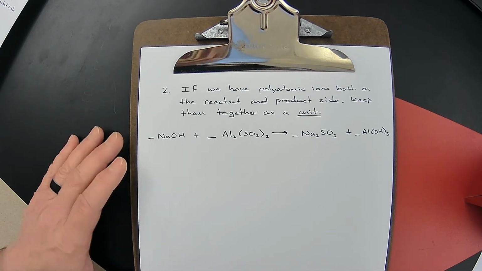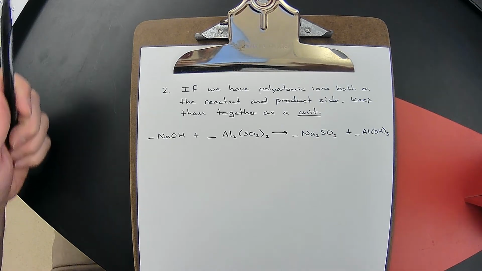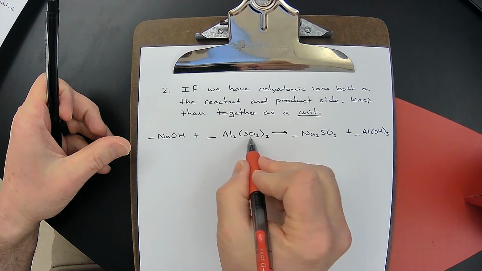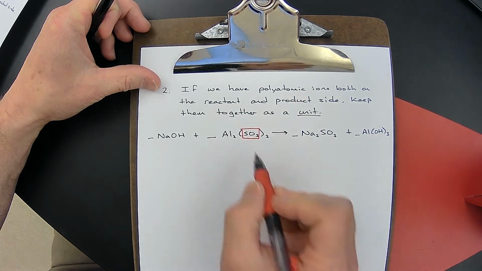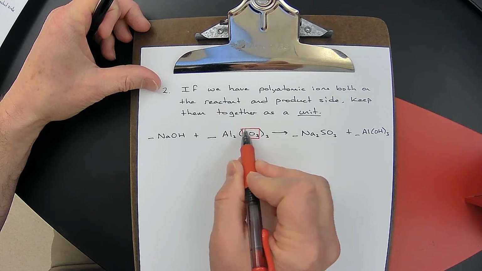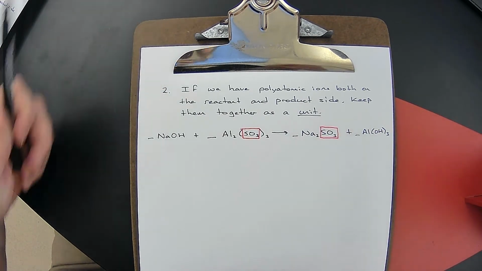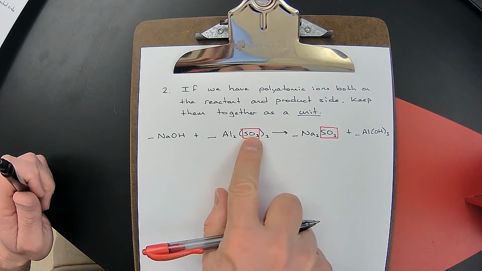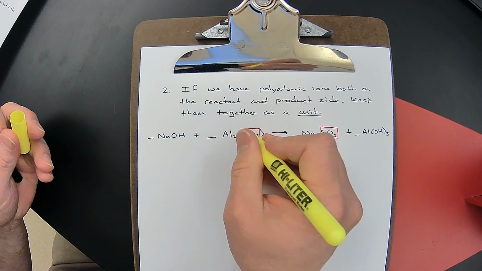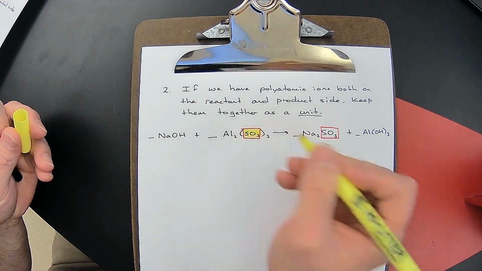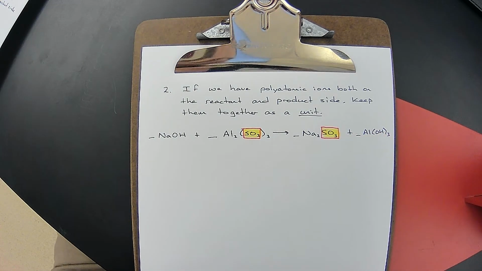One of the things that I want to point out is that here you have a polyatomic ion. SO3 is a polyatomic ion. Notice it's on the left side, the reactant side. It's also on the product side. You're not able to do this if it doesn't exist on the reactant side and the product side. So over here you have a box of SO3s. Over here you have a box of SO3s.